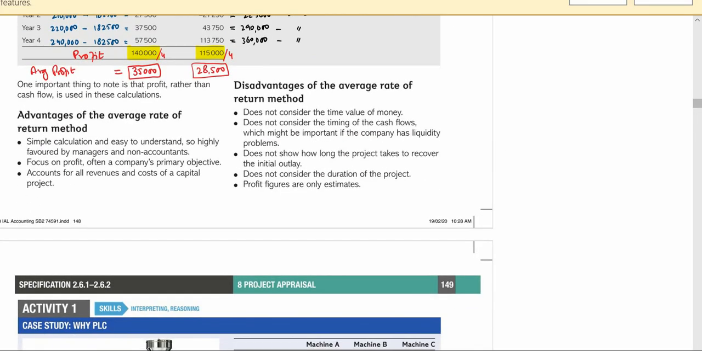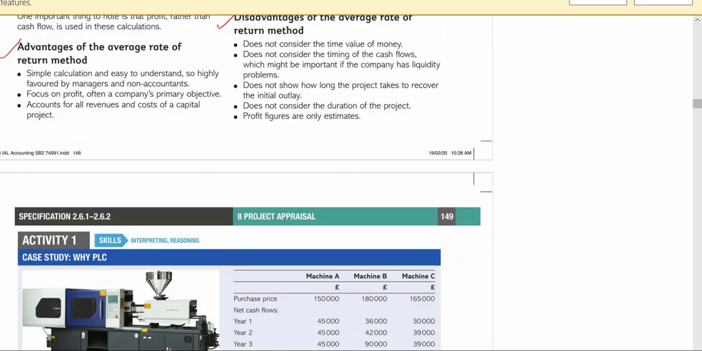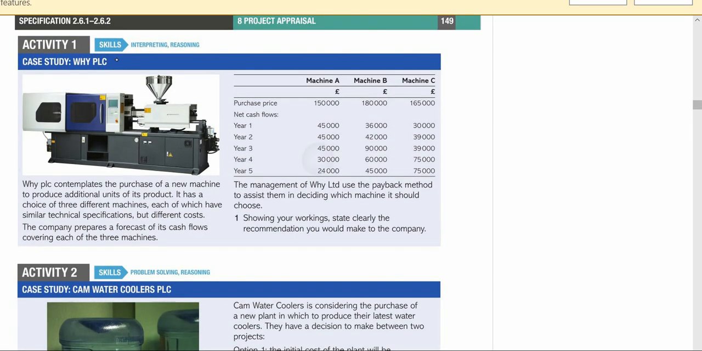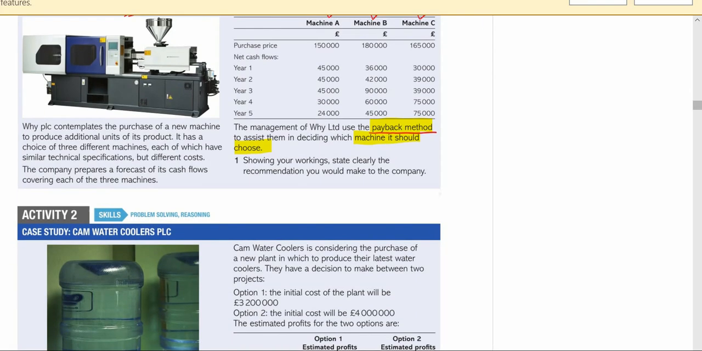Okay, so now you may read by yourself the advantages and disadvantages of ARR. And activity one is your homework. You have machine A, machine B, machine C. Showing working clearly, recommend your answer. The management of Y Limited uses the payback method to decide which machine it should choose. So you have to use the payback period and decide which machine we should purchase.